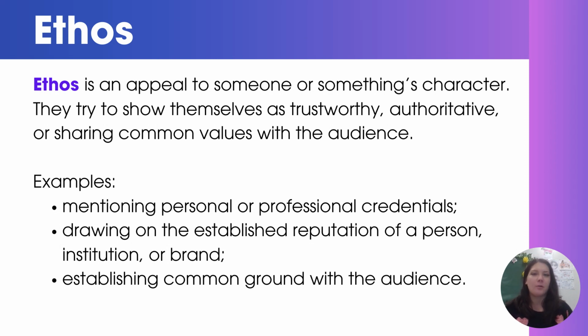So some examples of how writers use ethos: mentioning personal or professional credentials. A lot of the time, like the 9 out of 10 dentists recommend Colgate toothpaste, using those professional credentials to show, hey, this is a trustworthy product because a lot of dentists like it. Drawing on the established reputation of a person, institution, or brand, like saying, we've been around since 1800. You can trust us to get it done because they're so old. Or establishing common ground with the audience, like saying, hey, look, I've been there. We've all been there. This is why we're the best, or this is why you should do this.